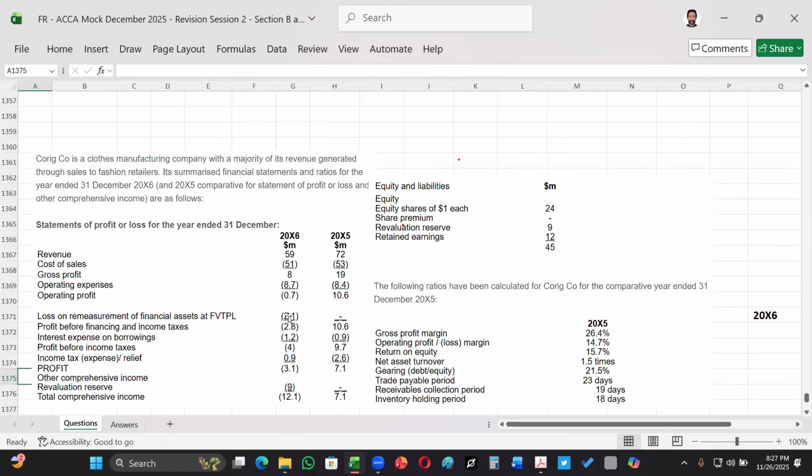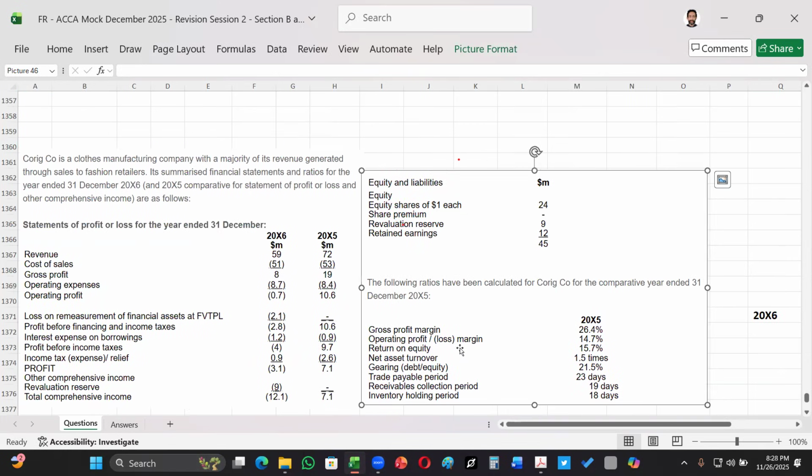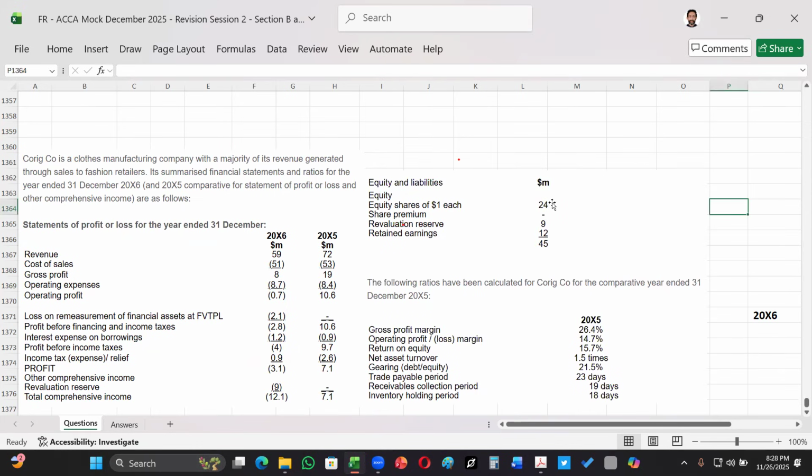Okay, so here we have this first piece of information. So that is the first one. We will be doing the workings here. I'm only going to write the final answer here. So first one is your GP margin. That is going to be your GP divided by sales multiplied by 100.